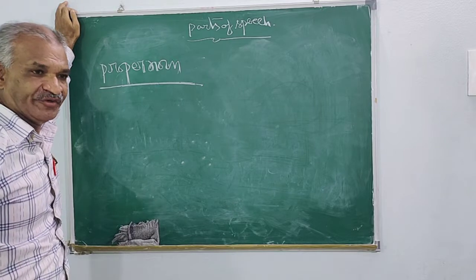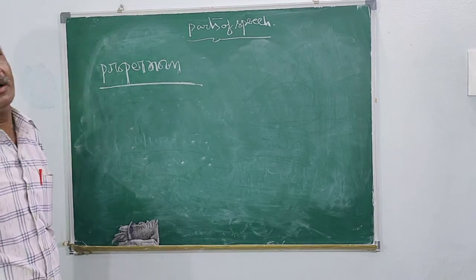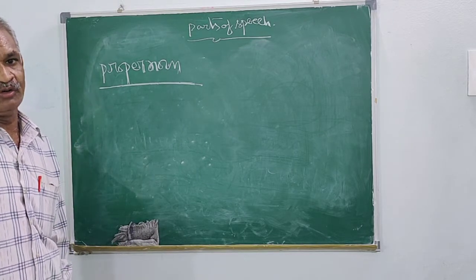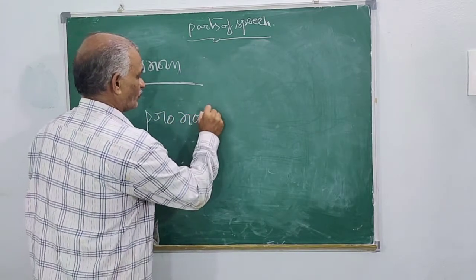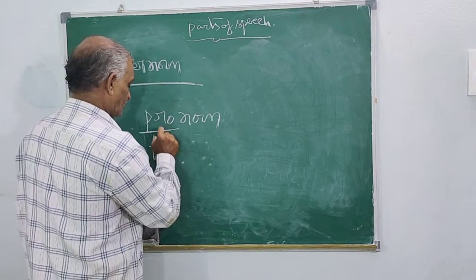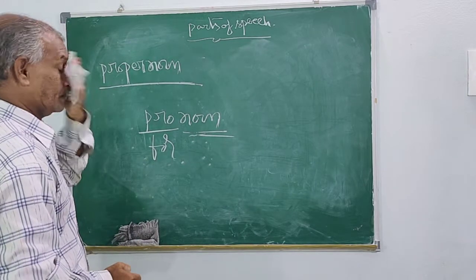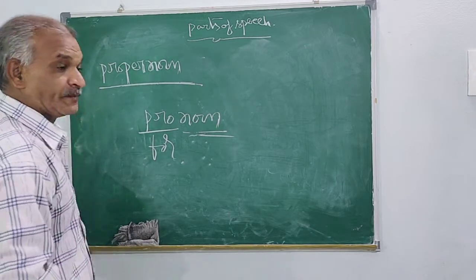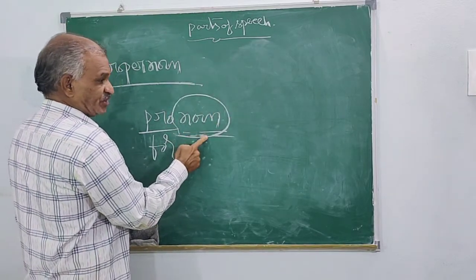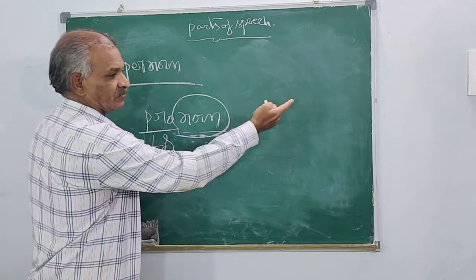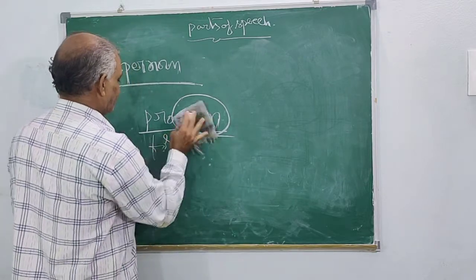Any word which is used for a noun is a pronoun. Pro means for, and noun means noun. So this is the noun which is used for another noun. Because of that reason, it is called a pronoun. Clear now?